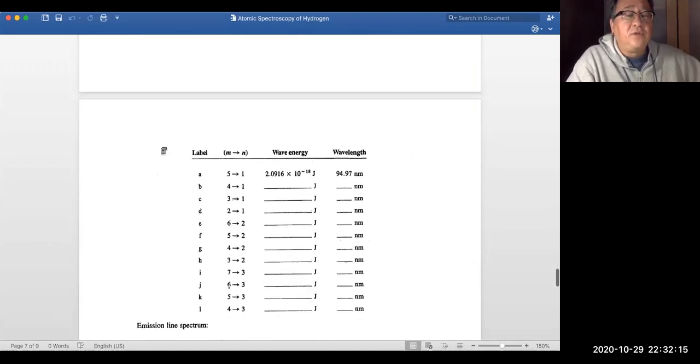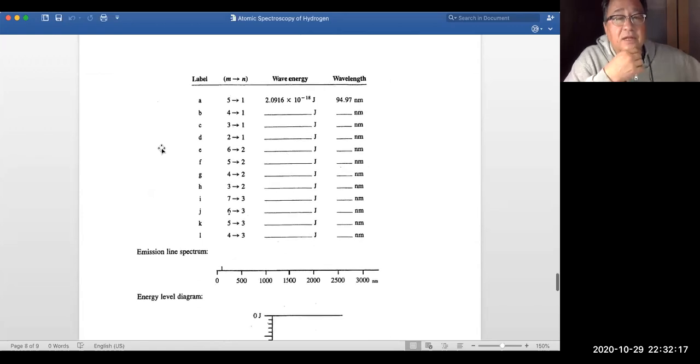Now, if we look at this next section here that says label M to N and the wave energy and the wavelength, these are the calculations for the transitions that we want to do. Now, we're not going to do all of these transitions. So here, let me tell you which ones we want to do. You definitely want to do A.